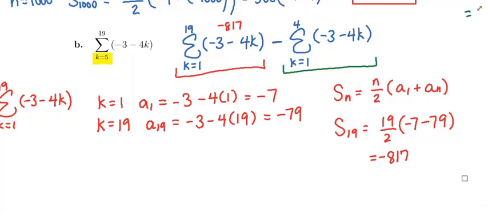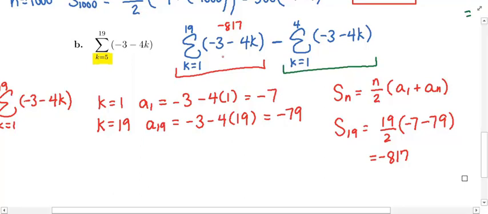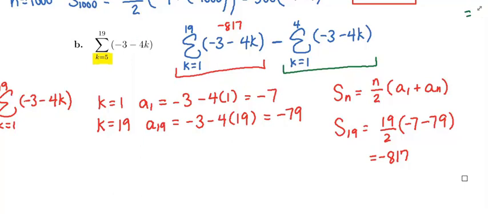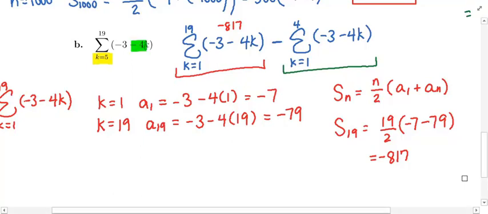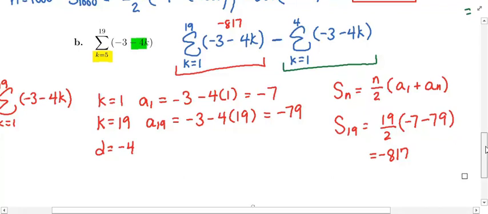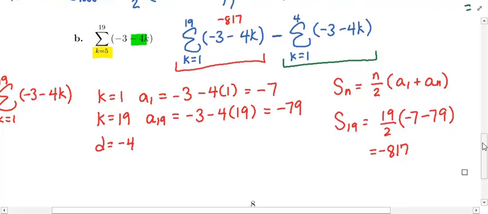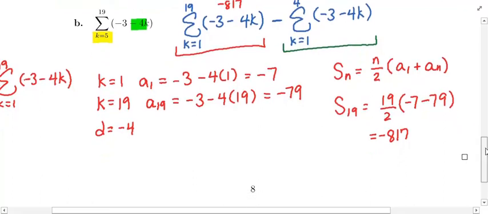Before I go there, I do want to point out you could have used the second formula instead of the first formula because you know the d value. The d value is the slope. So if you chose to use the second formula, you would just use a1 and a d value of -4. All right, so let's change gears and now do the sum from k equals 1 to 4 of -3 minus 4k. I'm going to do the same thing.